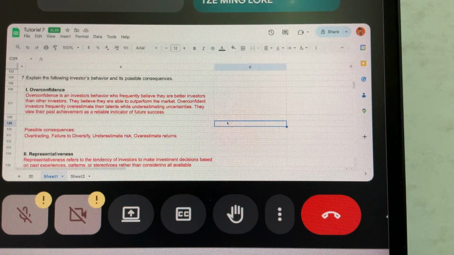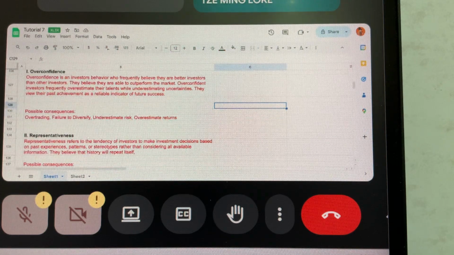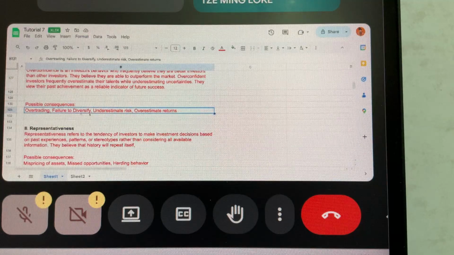So if investors have this thing, what will happen? The consequence is they will overtrade. They may do a lot of buying and selling because they believe that their technique is correct. So at the end, they will lose money.